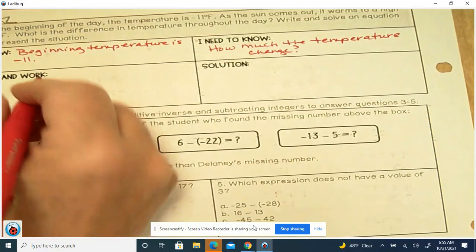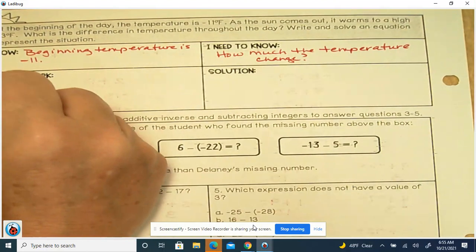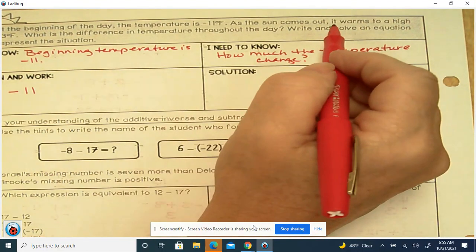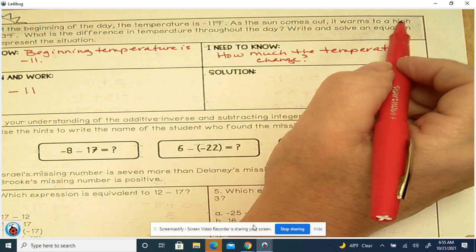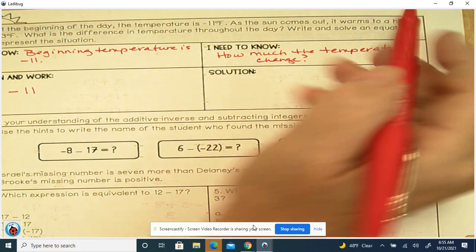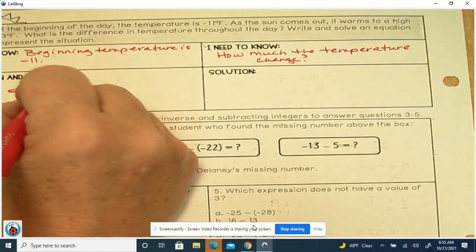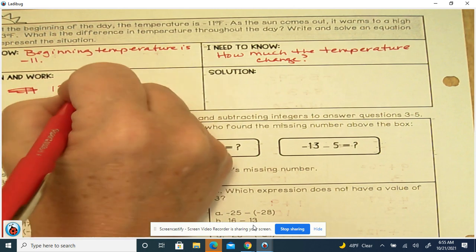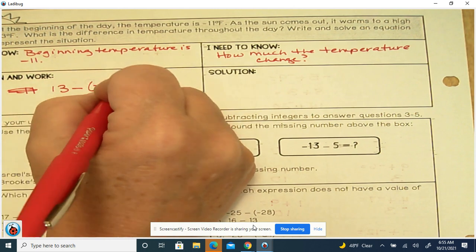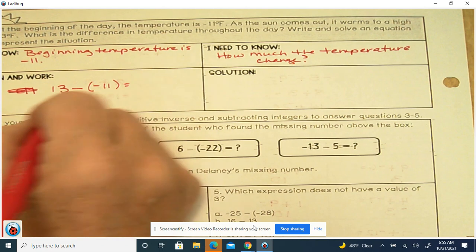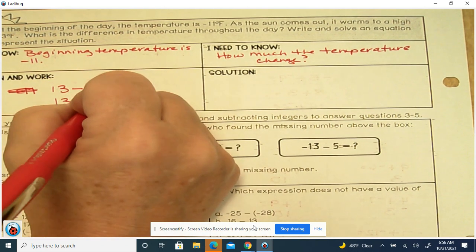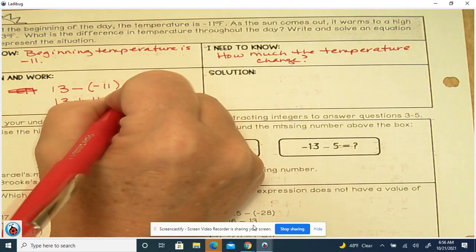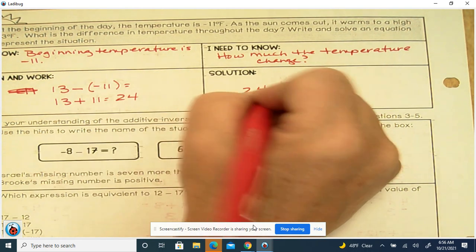You plan and work. Started at a negative 11, and it warms to a high of 13. Okay, let's start with 13. And it warms to a high, negative 11. Okay, and I'm going to show you the temperature with that. So 13, change the minus to a plus, change the sign of next, and you get 24. So the solution would be 24.